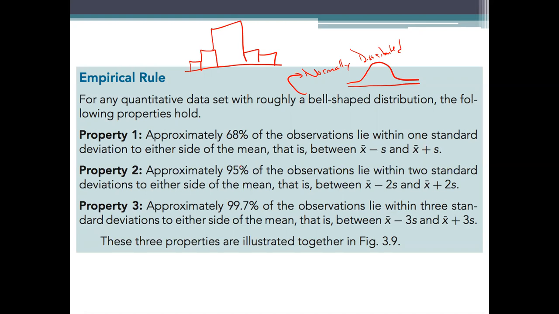You can go even further. Approximately 95% of observations will lie within two standard deviations on each side of the mean. So if you take the mean and you subtract two standard deviations, and you take the mean and you add two standard deviations to it, 95% of observations will fall between those two. The third property, you can even go out to 99.7%, lie within three standard deviations on each side. That one we won't talk about as much. Properties one and two will be the most useful.